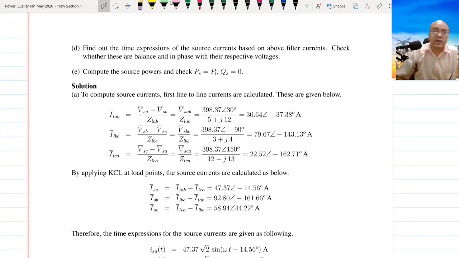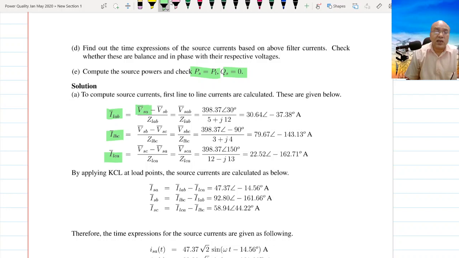Find out the expressions for the source currents based on the filter currents and check whether they are in phase with the system voltages. And also find out the powers to prove that the source supplies only the real power and QS is equal to 0. Okay, so we have almost similar steps to the previous example, and since only fundamental quantities are involved, only one frequency component is there, we can use the phasor expressions. So first we find what is ILAB, what is ILBC, what is ILCA.